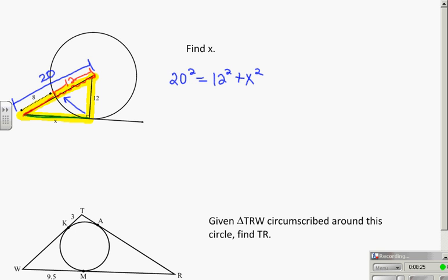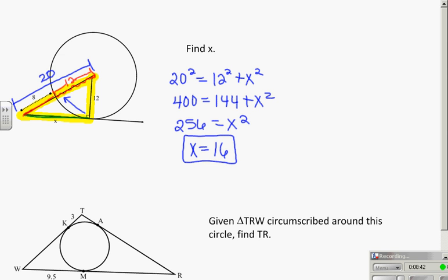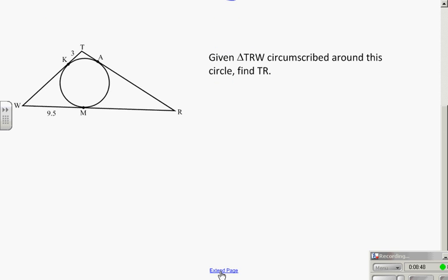So I have 20 squared is equal to 12 squared plus x squared. So I have 400 is equal to 144 plus x squared. Subtract 144 from both sides, so you get 256 is equal to x squared. Square root both sides, and x is 16. That works because it's less than 20, and so I know that I have an appropriate value.